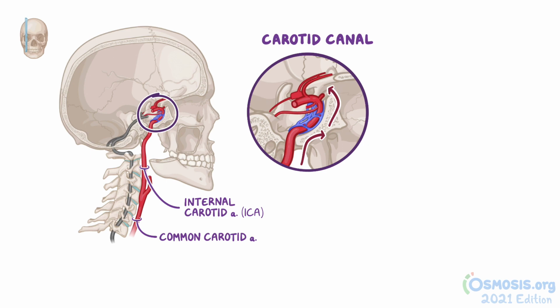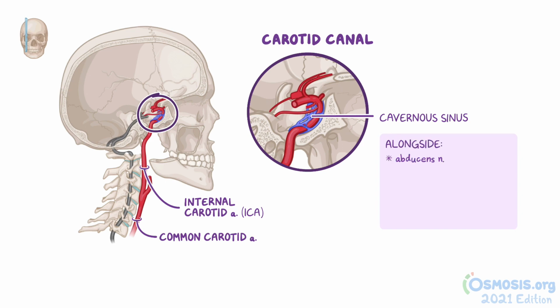Inside the cranial cavity, the ICA runs through the cavernous sinus, which is in fact a dural venous sinus. So the ICA, an artery, actually runs through a sinus filled with venous blood. Within the cavernous sinus, the ICA travels alongside the abducens nerve and lies in proximity to the oculomotor nerve, the trochlear nerve, and the ophthalmic and maxillary divisions of the trigeminal nerve.